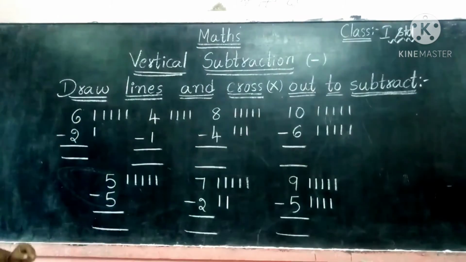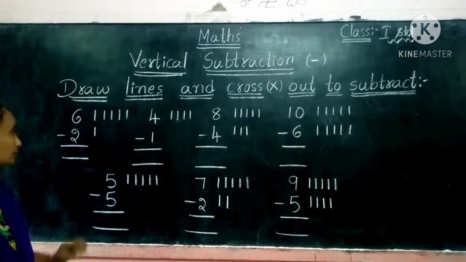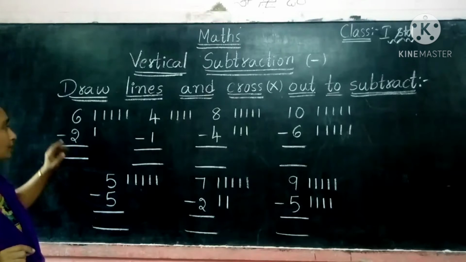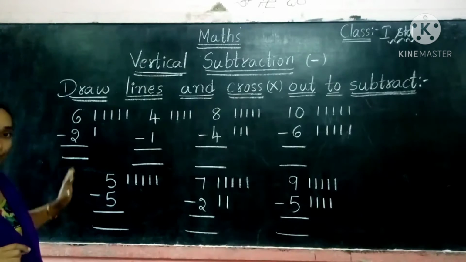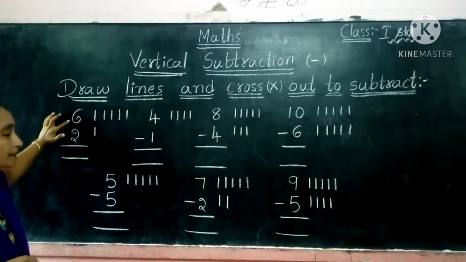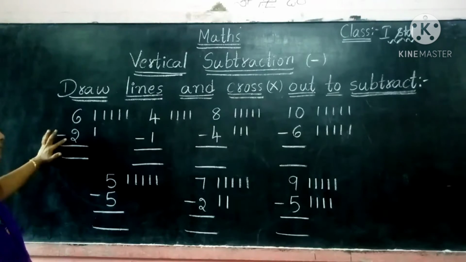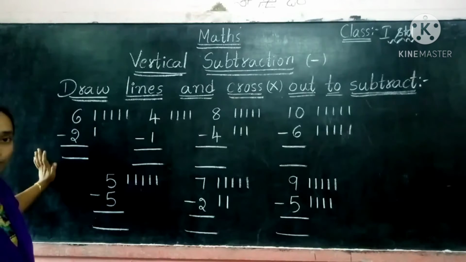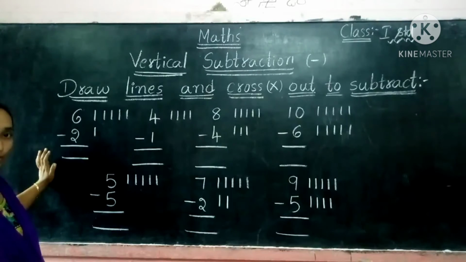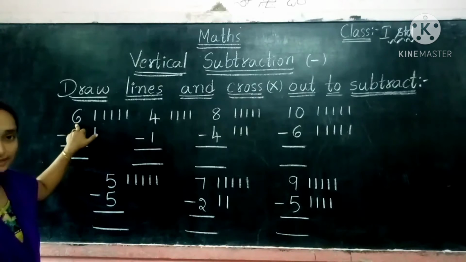So here we can see, children, the first one. If you see one example, then it is very easy. The first one here, they have given a number for us in a vertical form, that is 6 minus 2. Okay children, 6 minus 2. So how many lines should we draw? 6 lines we should draw, because the first number is 6.